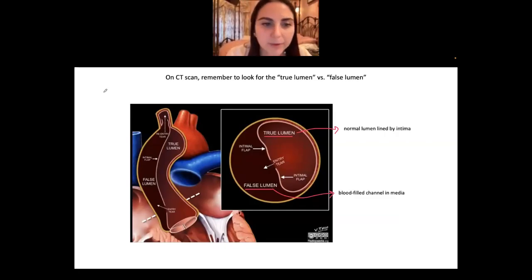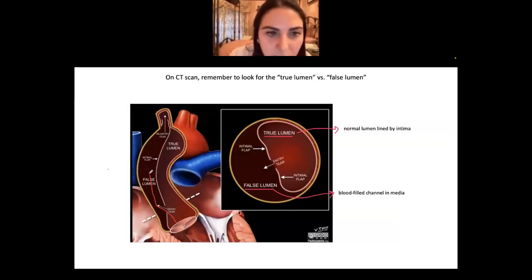Another thing to point out is that with dissection, they can show you a CT scan, and you look for a true lumen and a false lumen. The true lumen is the actual lumen of the aorta. The false lumen is what forms after the blood goes through the intima and enters the media. Blood is going to pool there until it either bursts or leaks into the pericardial cavity. I like this picture.